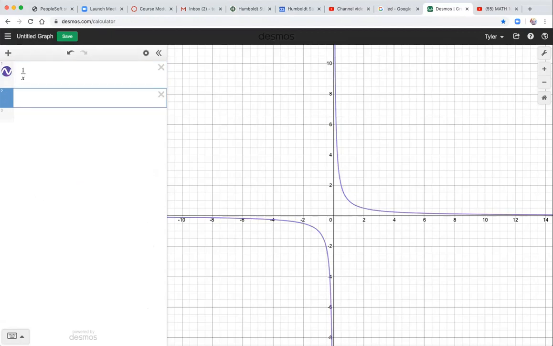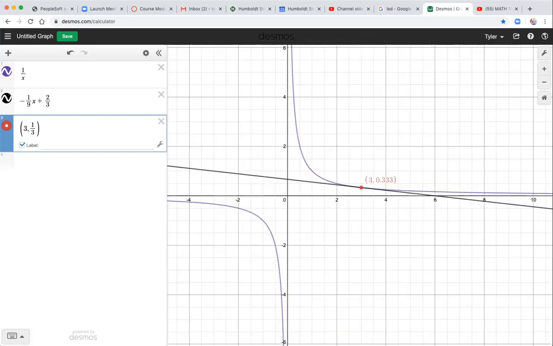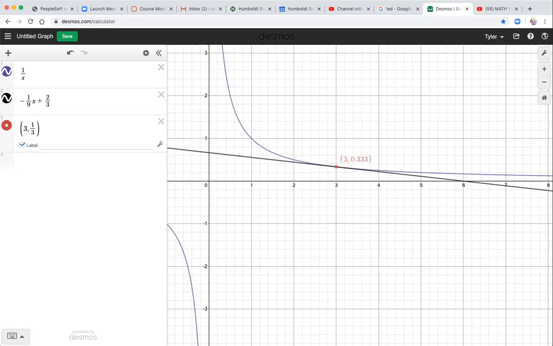And then let's plug in this tangent line. We just said it was -1/9. So if I do -1 divided by 9, and then make that my x variable, and then we have to add the y-intercept, which was 2/3. All right, so it's drawn it in black. We can put in our point if we want to label it. It's the point 3 comma 1/3. Throw a label on there. It's going to draw that point in red. And again, zooming in, it looks to me like our answer is correct. That black line looks tangent to that purple curve at the point 3 comma 1/3. So good job. All right, nice.